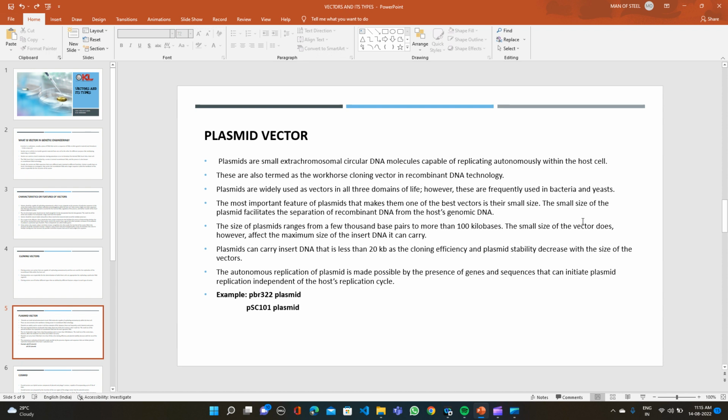Plasmids can carry insert DNA of less than 20 kb for good cloning efficiency, depending on the size of the gene of interest. The autonomous replication of the plasmid is made possible by the presence of genes and sequences that can initiate plasmid replication independent of the host replication. Examples of plasmids are the pBR322 plasmid and the pSC101 plasmid.